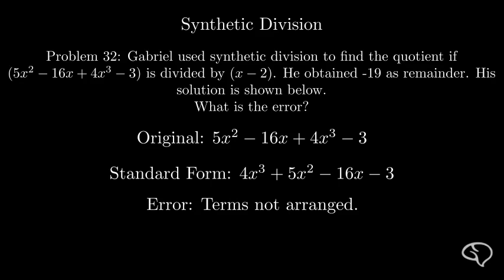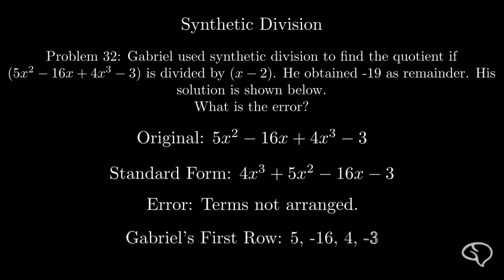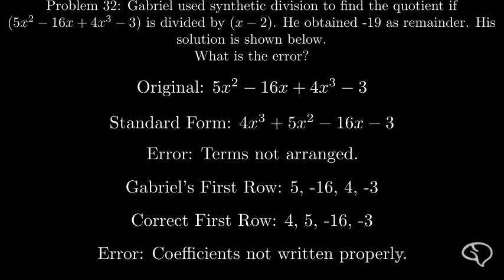The divisor is x minus 2. For synthetic division, we use the value of k, which is 2. Gabriel used 2, so that part is correct. The coefficients of the polynomial are 4, 5, minus 16, and minus 3. Gabriel's first row of numbers should be these coefficients. Let's check his solution. Gabriel's first row is 5, minus 16, 4, minus 3. This is incorrect. He used the coefficients in the wrong order. This is the second error.